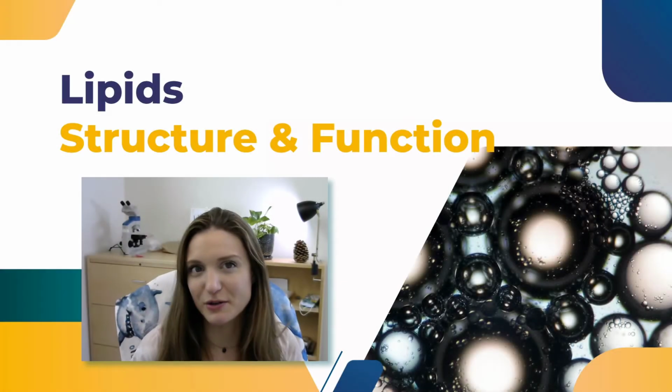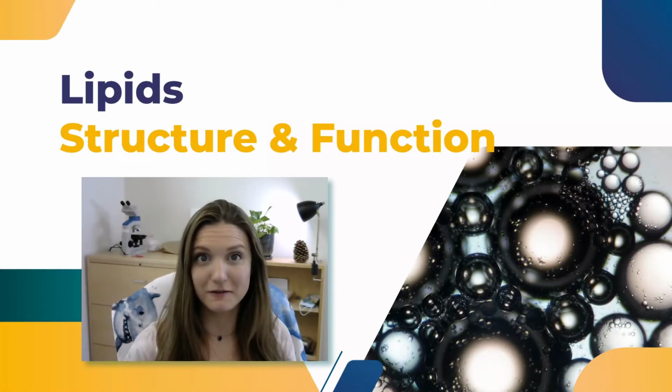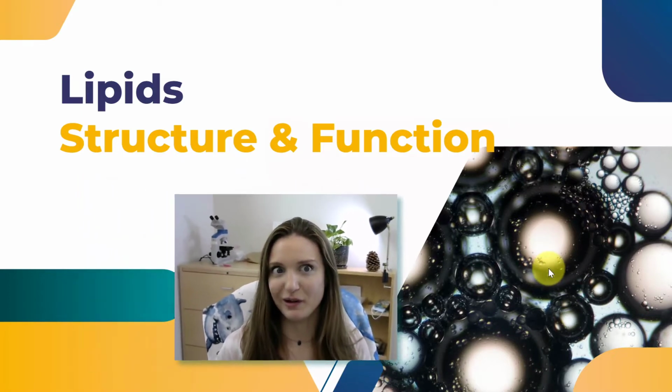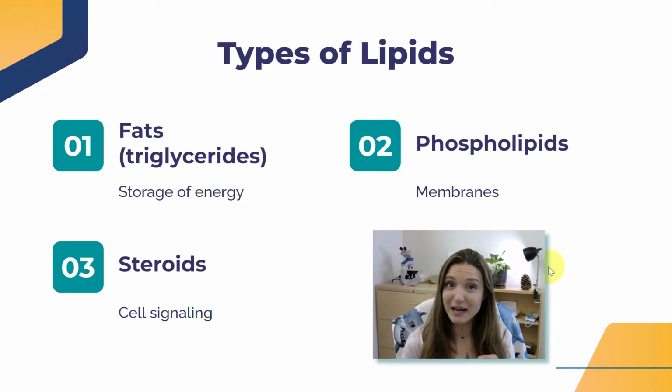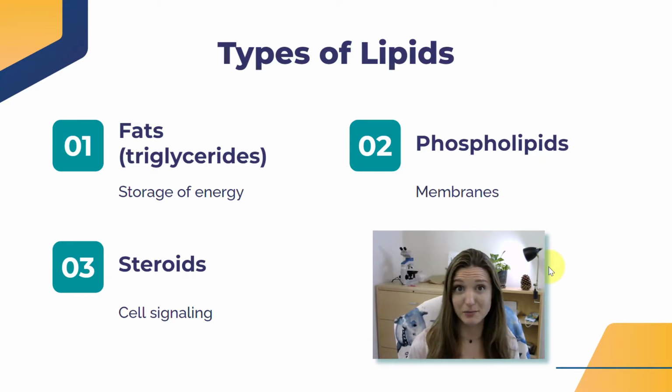So lipids, structure and function part 2. Here we're going to cover steroids and phospholipids. But let's refresh our memory really quickly. Main types of lipids: fats, which we covered in a previous video. Their main function is storage of energy. Here we're going to cover phospholipids, which are the main component of cell membranes, and steroids, one of whose main functions is cell signaling.